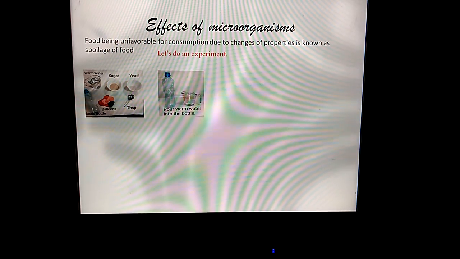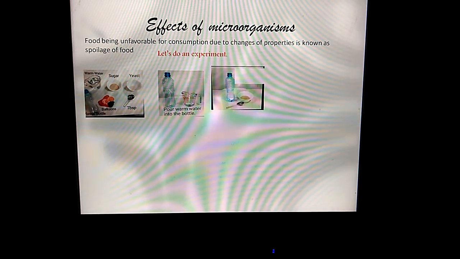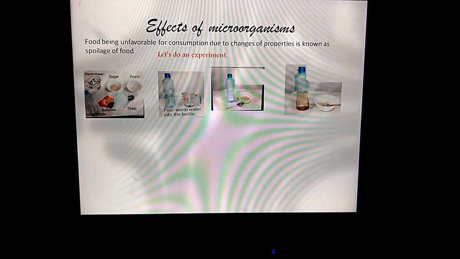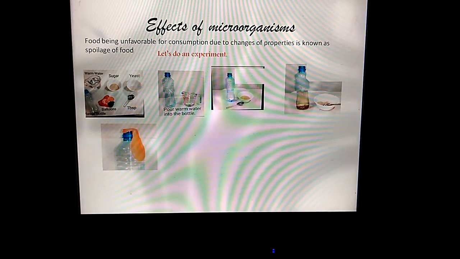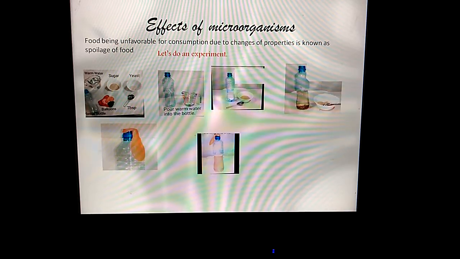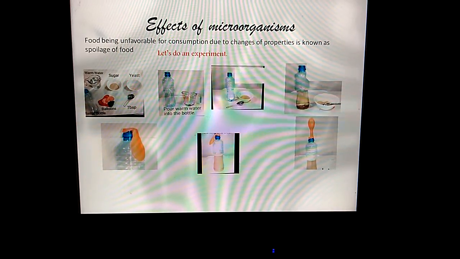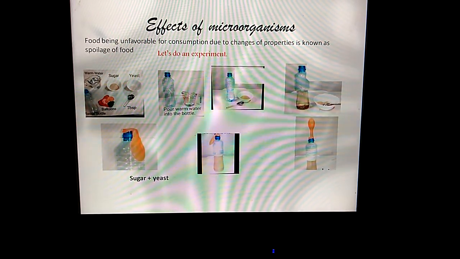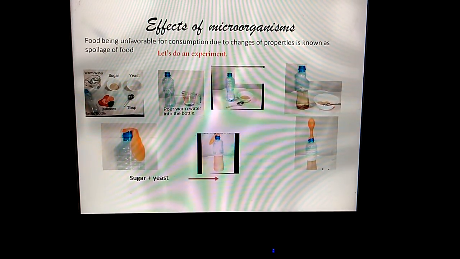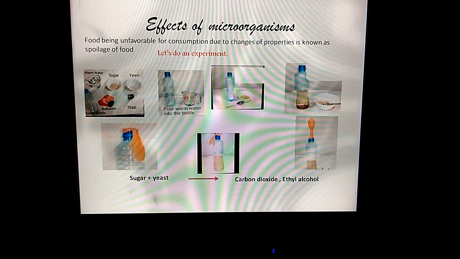Pour warm water into the bottle. Add 2 teaspoons of sugar and yeast into the bottle. Mix the sugar and yeast well. Fix a balloon to the mouth of the bottle. Observe the changes. Finally, you can observe that the balloon is inflated. This clearly shows that sugar mixed with yeast solution releases carbon dioxide and ethyl alcohol.